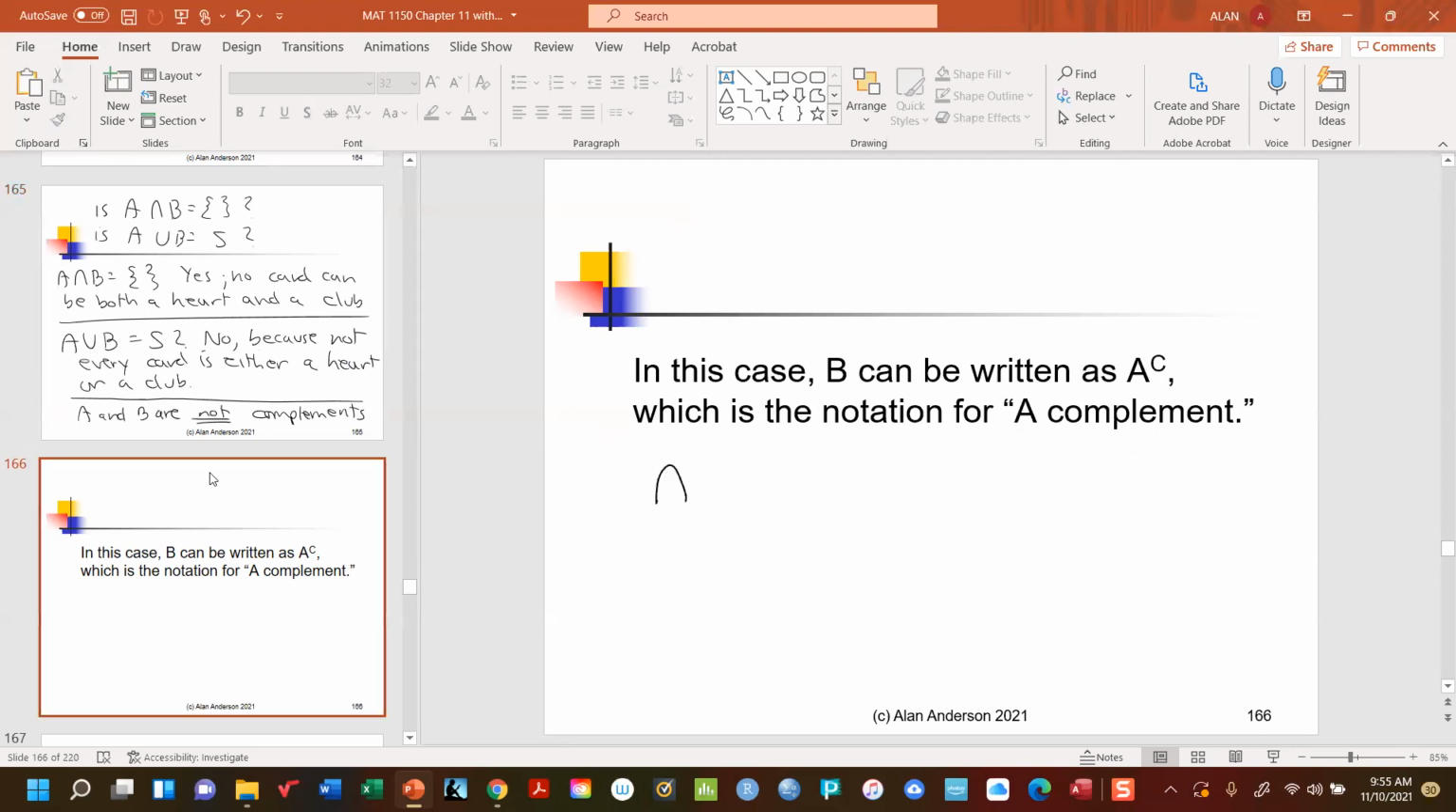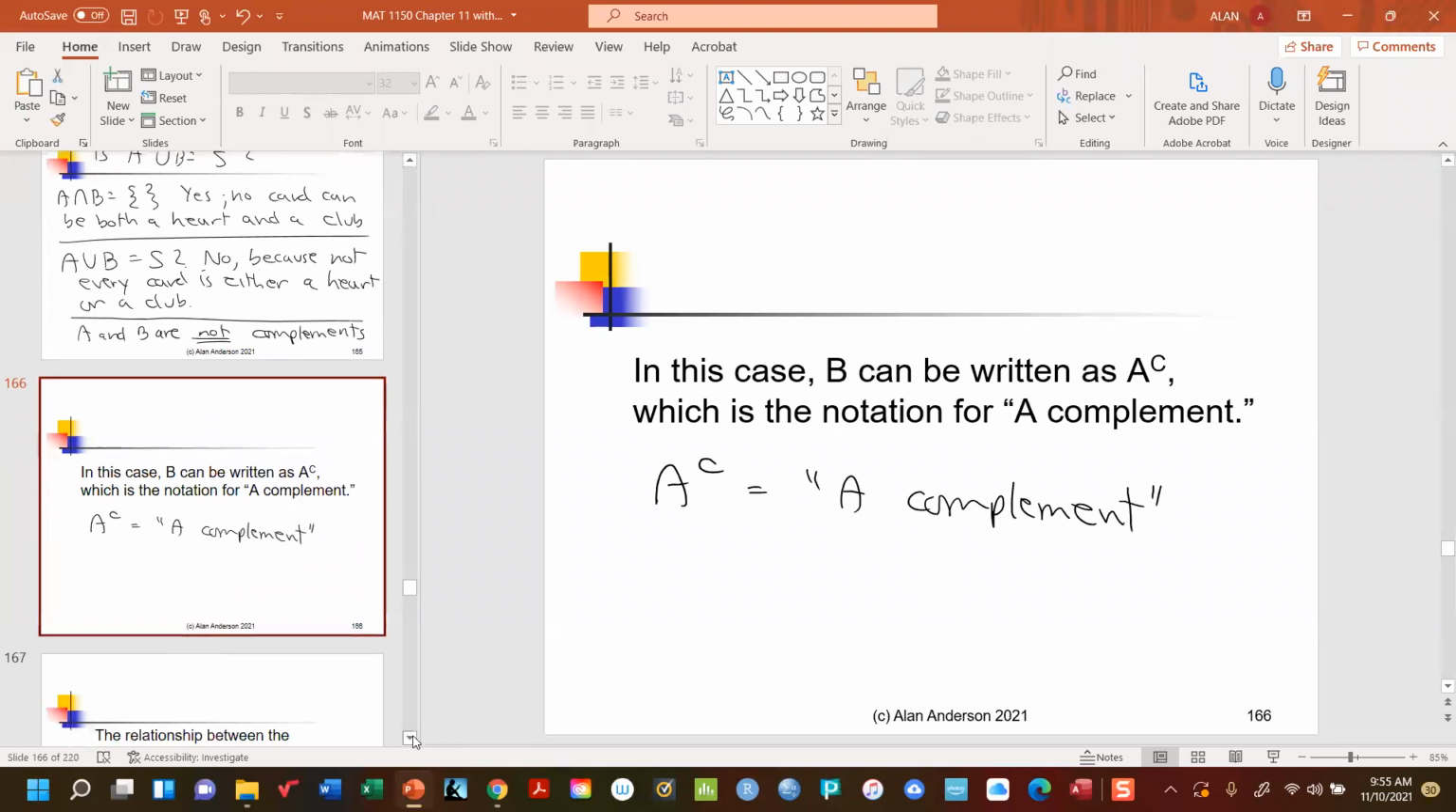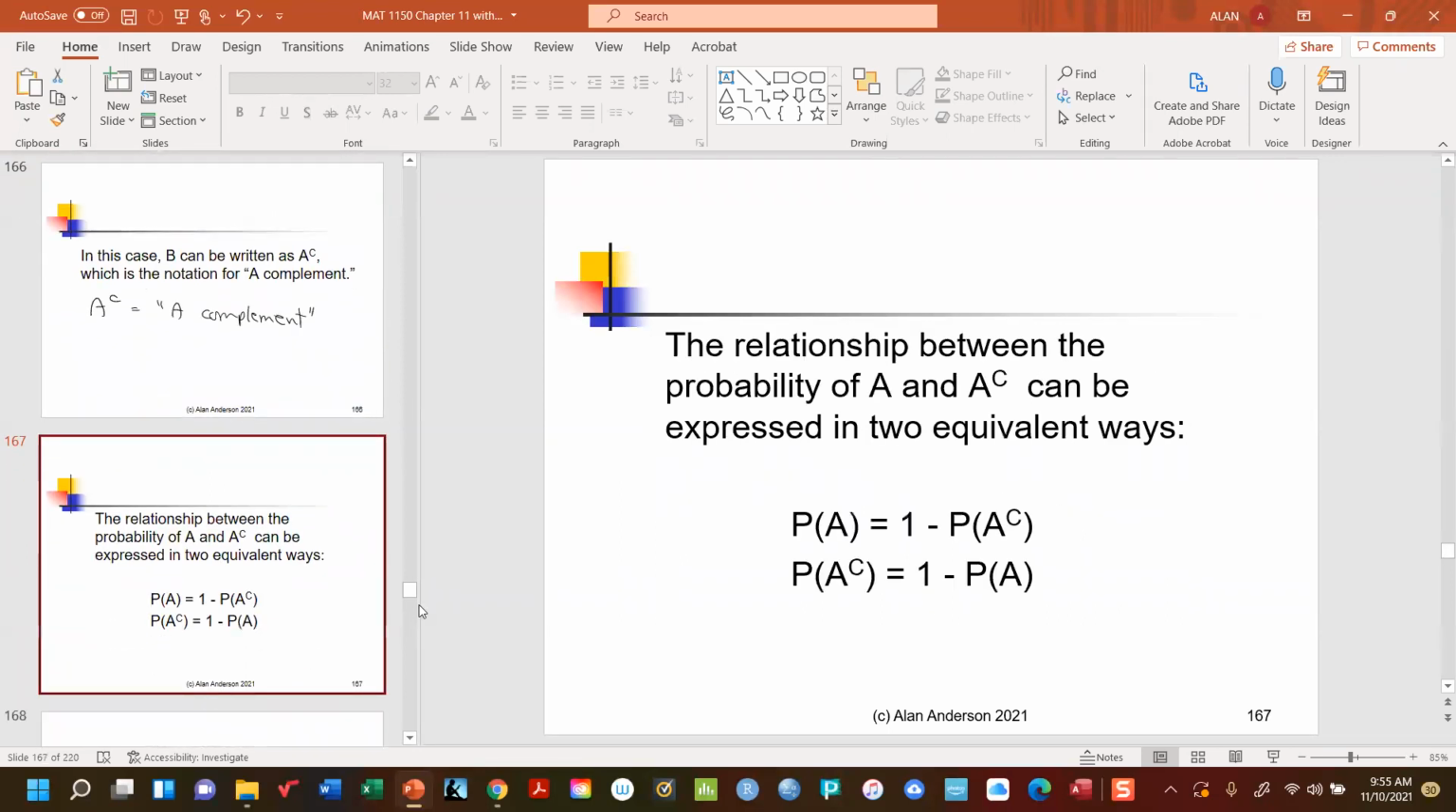Okay, so this is A. A^C is the complement. It just makes it easier in our expressions. Now, with all that being said, watch how simple this thing is. It can be written in two equivalent ways: the probability of A equals 1 minus the probability of A complement, and the probability of A complement equals 1 minus the probability of A.